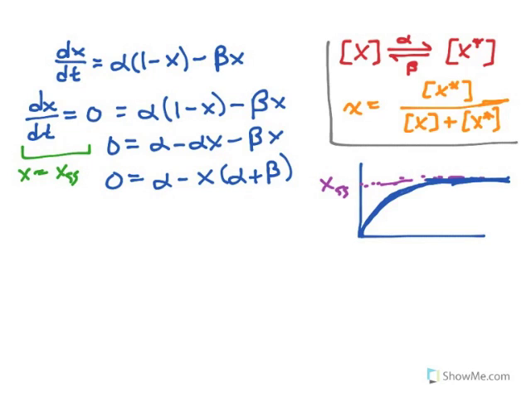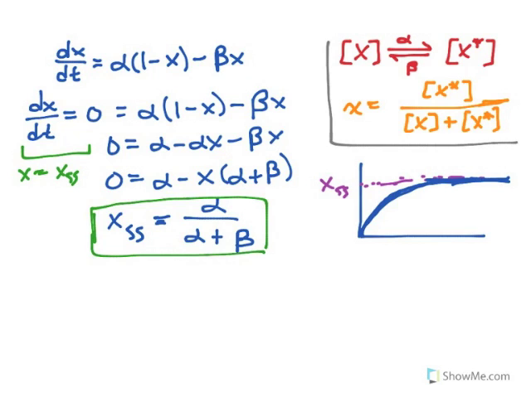And now add alpha, so xss equals alpha over alpha plus beta. Okay, so this is the steady state value for x in this differential equation that we had at the beginning. And it's worth taking a second to reflect on what this equation is actually telling us, because if you look, you have alpha over alpha plus beta, which is essentially equal to the definition of x up here.